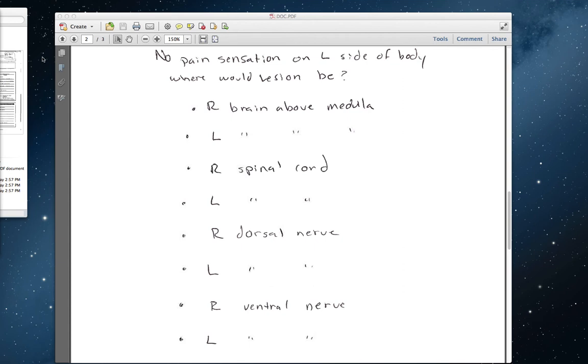Inputs and some of the pathways that we've been describing in class. This, I think, is one thing that I've picked up during office hours is a concern for everybody. So I came up with a couple of practice questions that might be useful. So this one right here basically says, what would happen if you had no pain sensation on the left side of your body? Where could the lesion be?